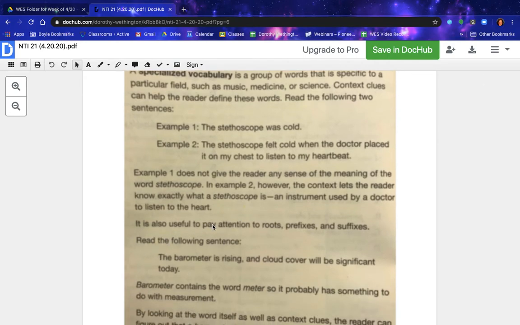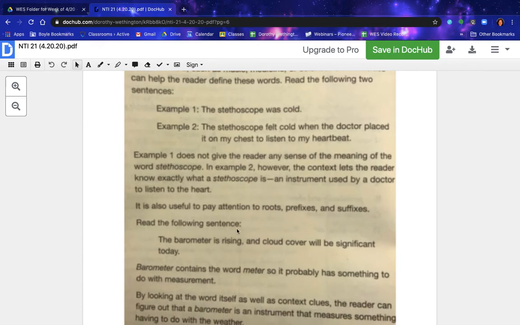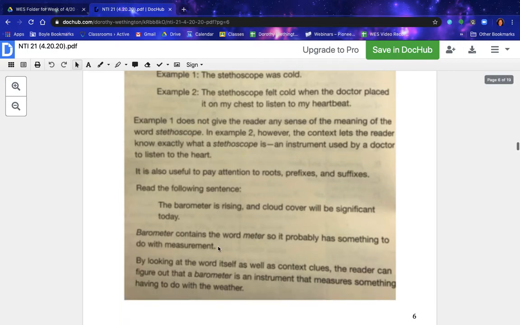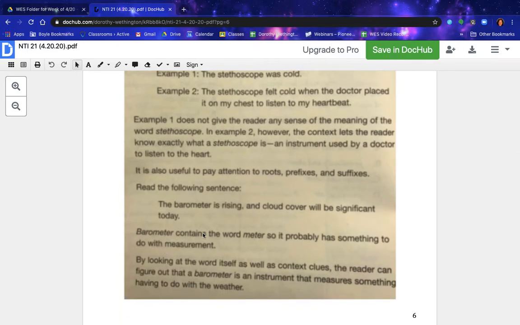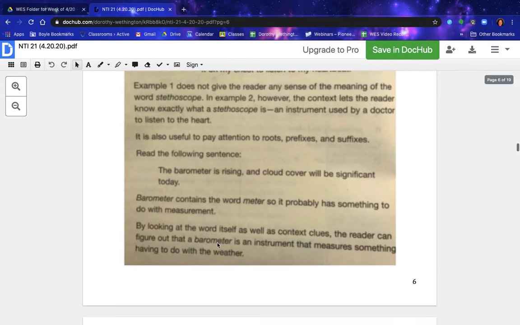It is also useful to pay attention to roots, prefixes, and suffixes. Read the following sentence. The barometer is rising, and cloud cover will be significant today. Barometer contains the word meter, so it probably has something to do with measurement. By looking at the word itself, as well as context clues, the reader can figure out that a barometer is an instrument that measures something having to do with the weather.